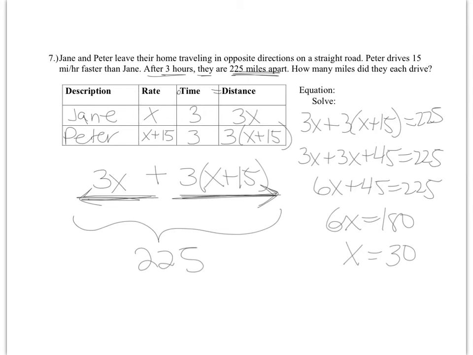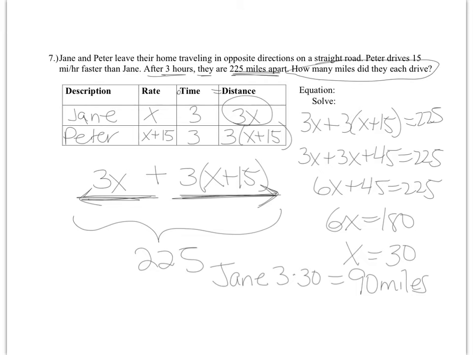So then we go back up here and we say, okay, well, x is Jane's rate. So Jane was traveling 30 miles per hour. But that's not necessarily the answer to the question. So let's go read the question again. How many miles did each drive? Well, Jane is being represented by 3 times x. So Jane, we just do 3 times 30. And 3 times 30 is 90 miles.